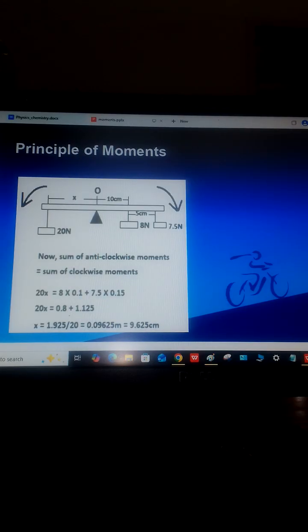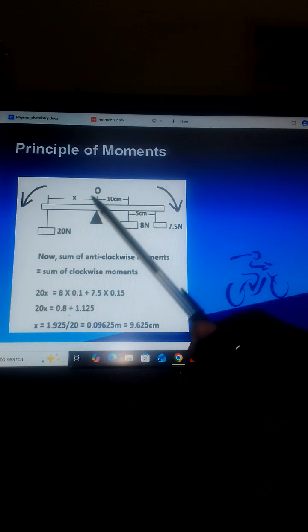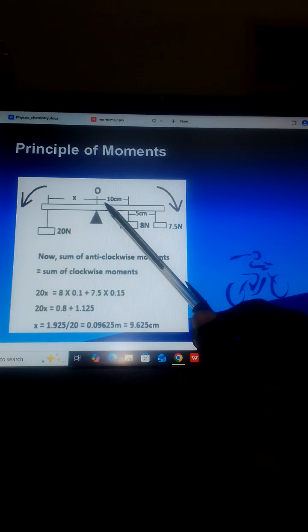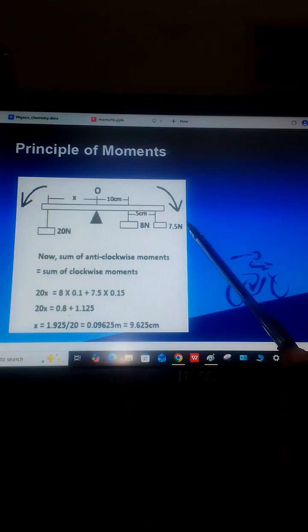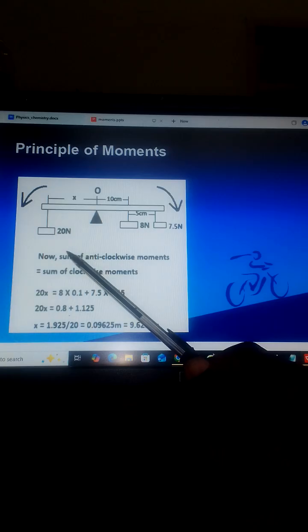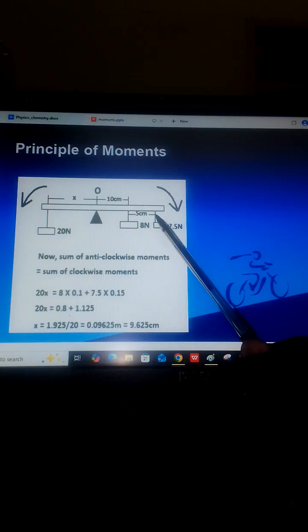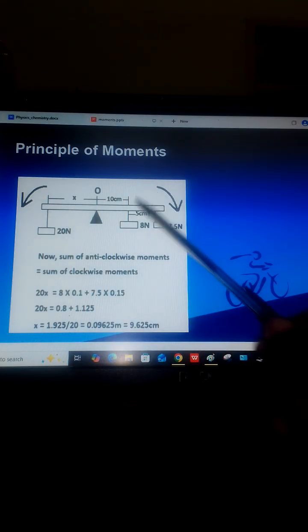Now in this case, we are going to use the principle of moments to determine this value x, this distance from here to here, because we are calculating the moments about this point, the pivot, in the anti-clockwise direction and the clockwise direction. The principle says that the sum of anti-clockwise moments about a point is equal to the sum of clockwise moments about the same point in a situation whereby there is a balance of the forces.